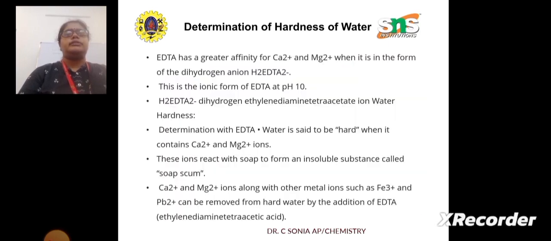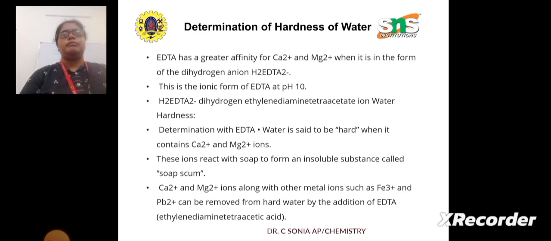EDTA has a greater affinity for the calcium and the magnesium ions when it is in the form of dihydrogen anion. This is the ionic form of EDTA at pH 10. For the determination with EDTA: the water is said to be hard when it contains calcium and magnesium ions. These ions react with the soap to form an insoluble substance called soap scum. So the calcium and the magnesium ions, along with other metal ions such as iron and lead, can be removed from the hard water by the addition of EDTA.